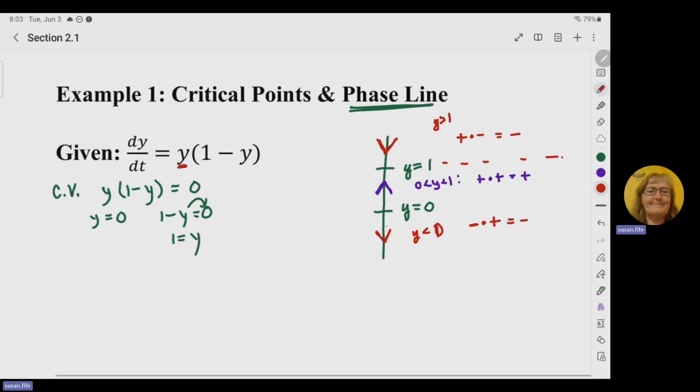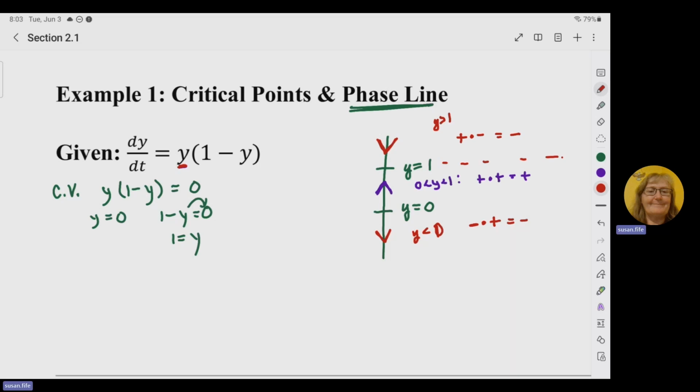So this is what our phase portrait looks like. You have a number line, you have two critical values, y equals 0, y equals 1. Above y equals 1, the slope is negative. You have an arrow going downwards. In between 0 and 1, the slope is positive. The arrow goes upwards. And then below y equals 0, the slope is negative. The arrow goes down.